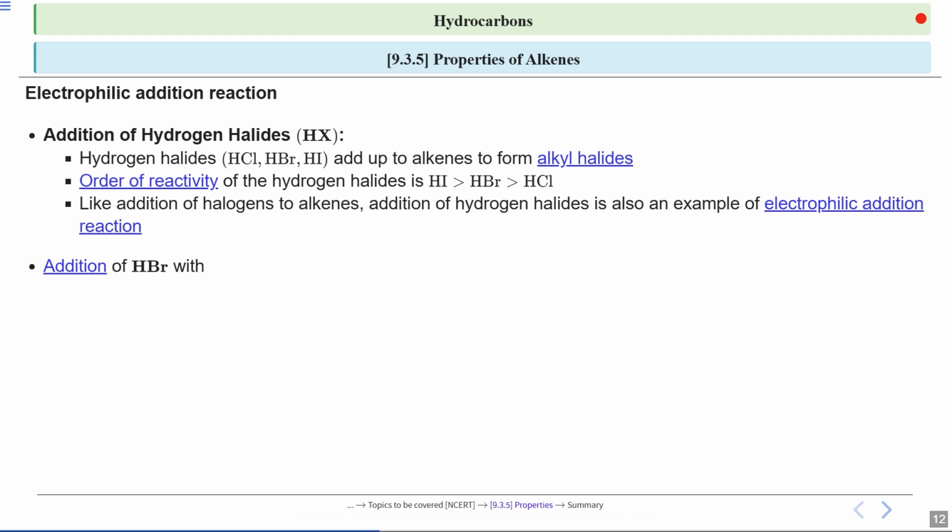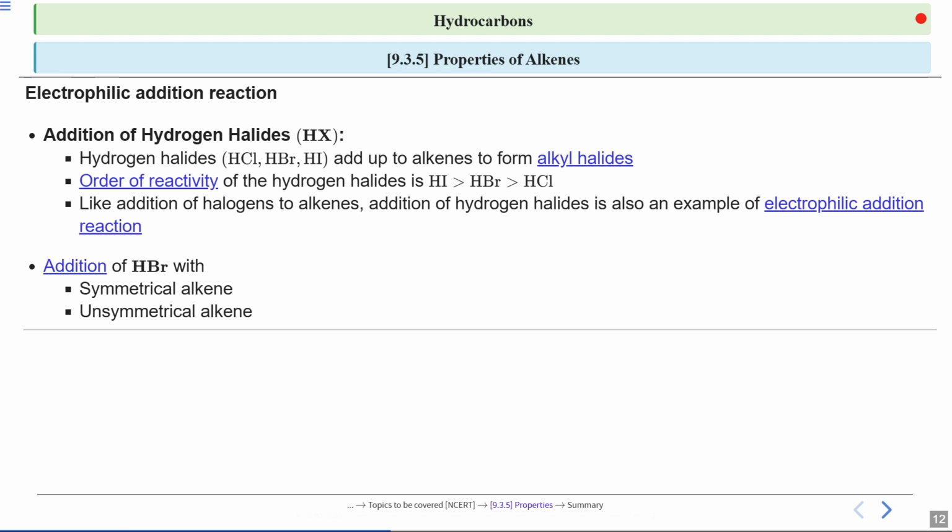Now, we'll talk in detail about this addition of HBr because there are many possibilities for the product type. First, consider a symmetrical alkene like your ethene. When HBr adds to ethene, both carbon atoms in the double bond are the same. It means the chemical environment around both carbons is the same due to the symmetrical nature around the double bond. So it doesn't matter which carbon gets the hydrogen or the bromine, the product is the same, making this reaction straightforward. But when we talk about unsymmetrical alkene, things are complicated as compared to symmetrical alkene. So we'll try to understand this and see which one is the preferred product.